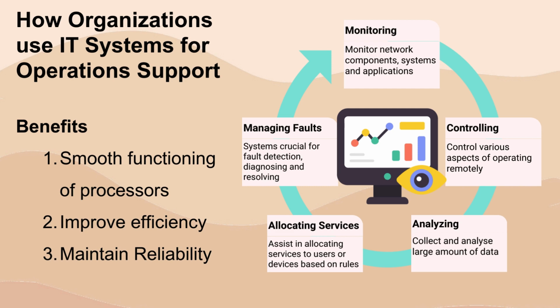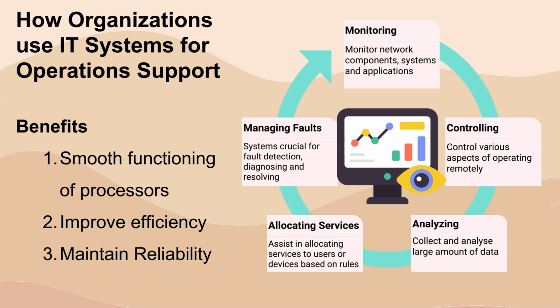And then number four is allocating services. IT systems assist in allocating services to users or devices based on predefined rules and policies. For instance, a network access control system can determine which users are allowed to access certain resources and enforce security measures accordingly. And then number five is managing faults.